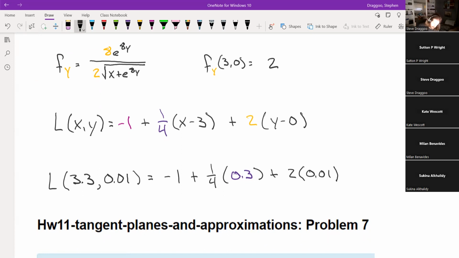I'll leave that part as an exercise. Am I going to do that? No, let's just get a number. I can probably do this math.